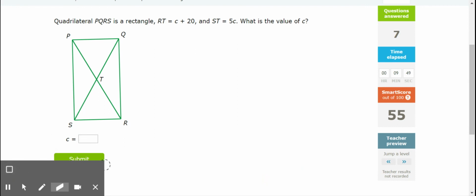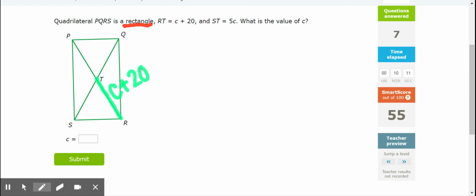It says that this quadrilateral is a rectangle. It says it's a rectangle, so it's going to follow the rectangle rules. RT is C plus 20. So let's put that in a different color. So RT is going to be C plus 20. And ST is going to be 5C.